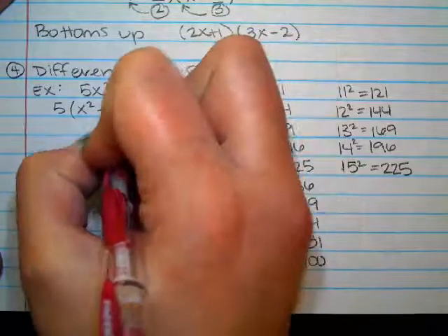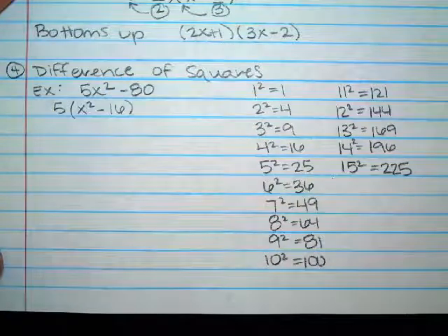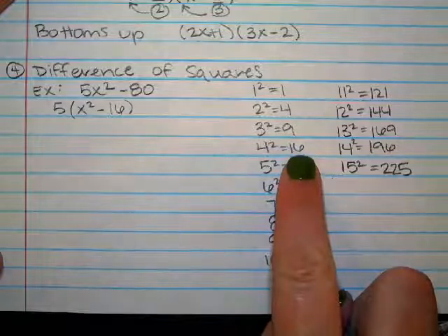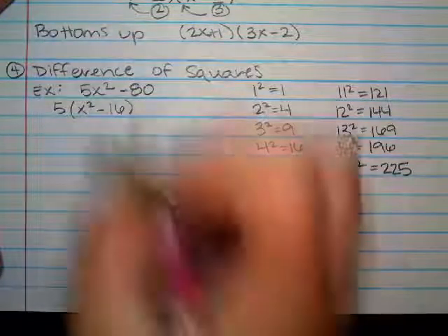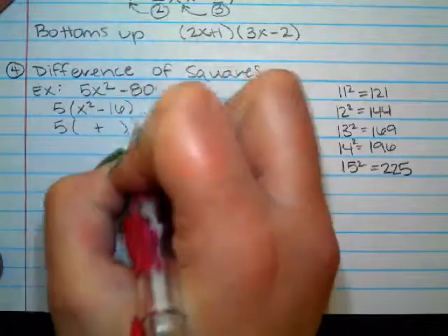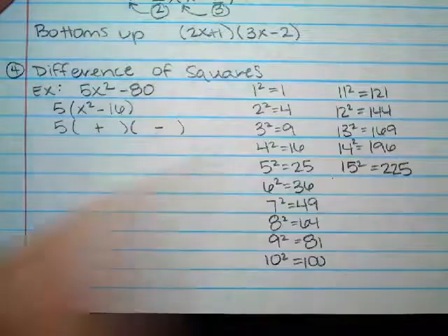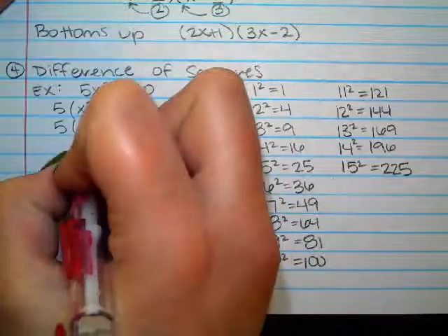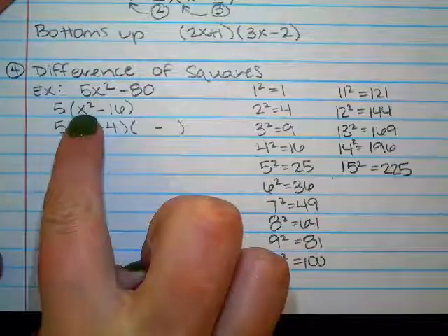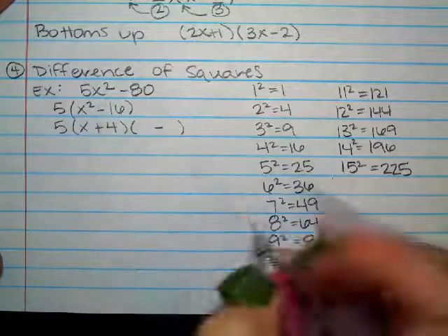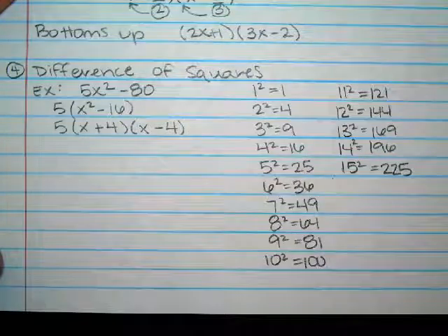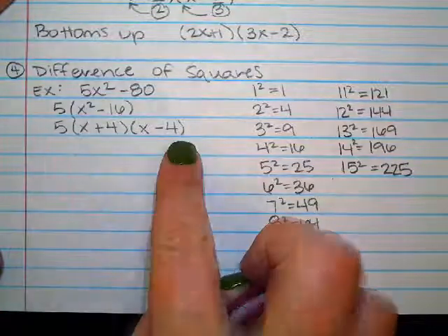So this is a difference of squares problem because 16 is a perfect square. So now I'm going to keep the 5, and I'm going to write 2 sets of parentheses, one with a plus, one with a minus. And my factors are x plus 4, because the square root of x squared is x, the square root of 16 is 4. X plus 4 and x minus 4. So that is the complete factored version of that problem.